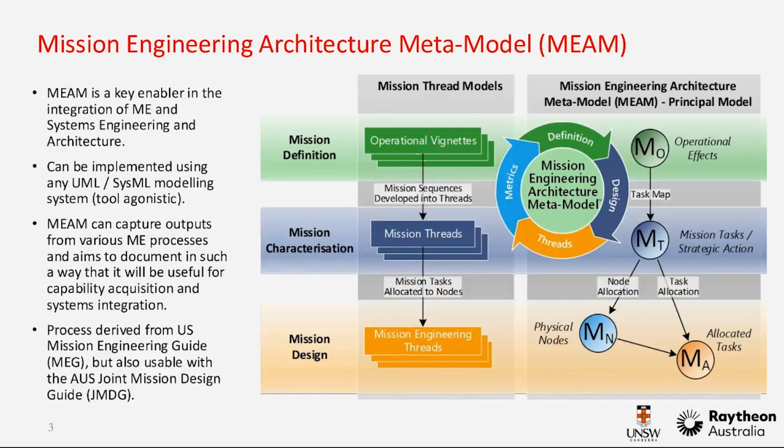When we talk about the mission engineering architecture meta model, MEAM, this is primarily what it is here. We have some extensions to this, but this is the heart of it. On the left, we've got three layers, if you like: the mission definition layer in the green, then the mission characterization layer in the blue, and then the mission design layer in the yellow. I will talk about how that all comes together using a mission thread model. And the meta model itself, how we implement those threads, is shown on the right there.